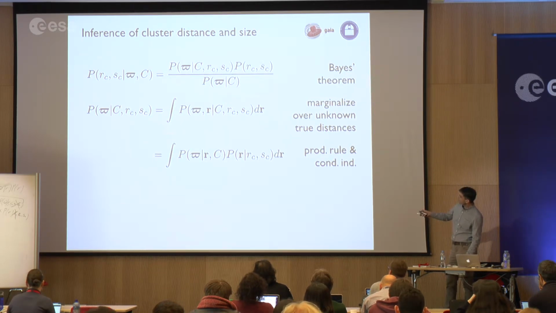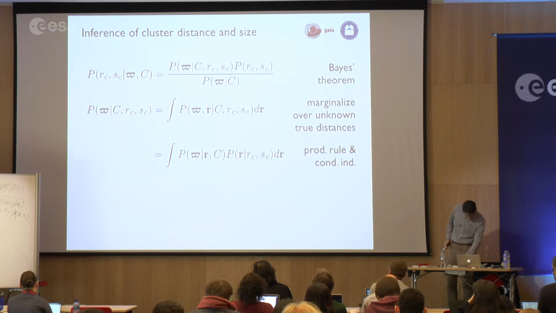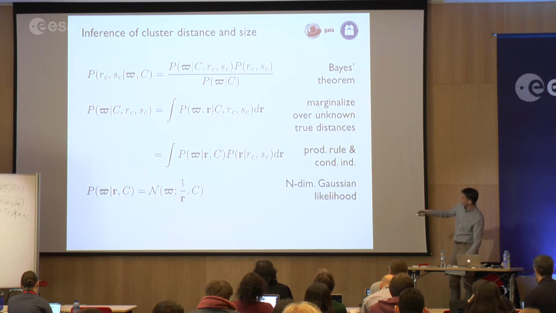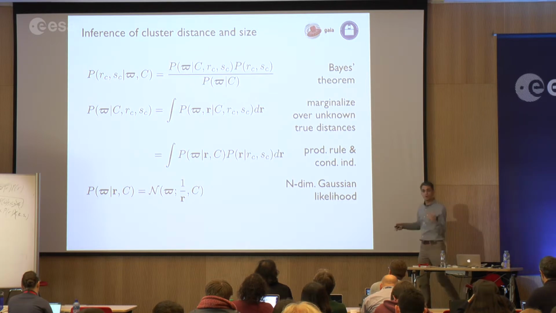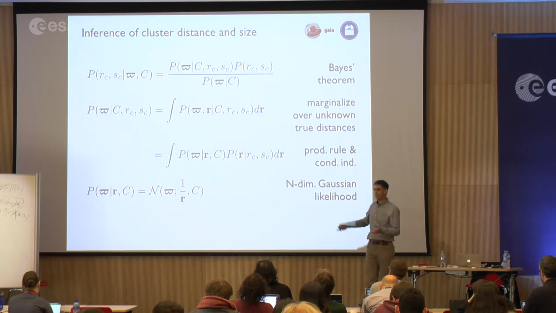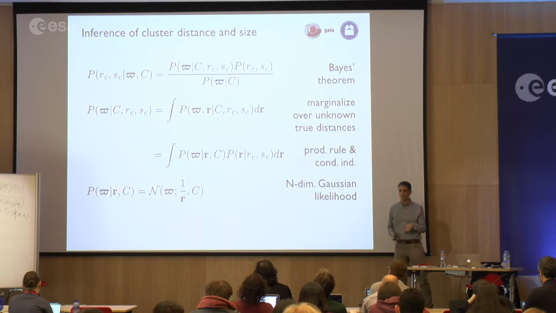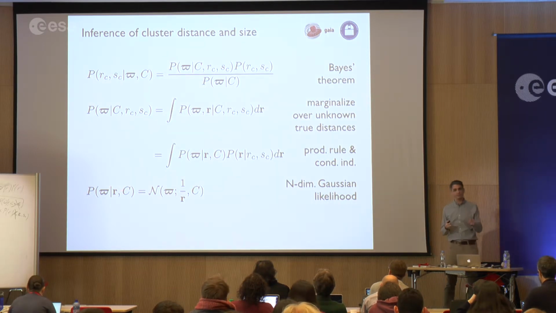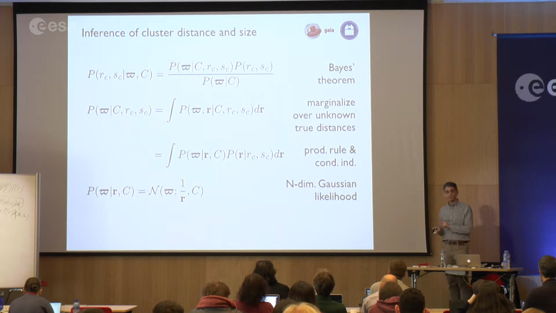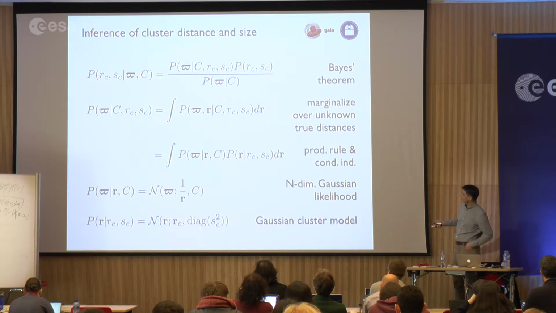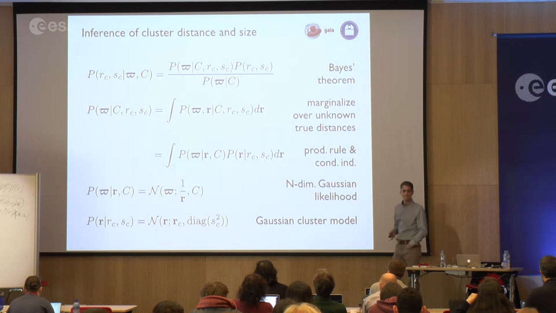So now I know my likelihood in terms of something I can actually compute. As I said, this is an n-dimensional Gaussian likelihood. It's actually very simple because I'm assuming no correlations, so my covariance matrix is diagonal. Instead of an n-dimensional Gaussian, it becomes a product of n one-dimensional Gaussians. That makes life much easier for me, which is why I did it. And as I said, you can show that this is equivalent again to my Gaussian cluster model.